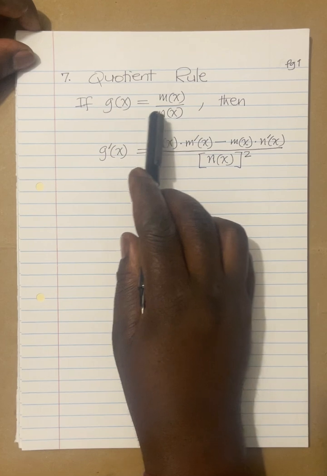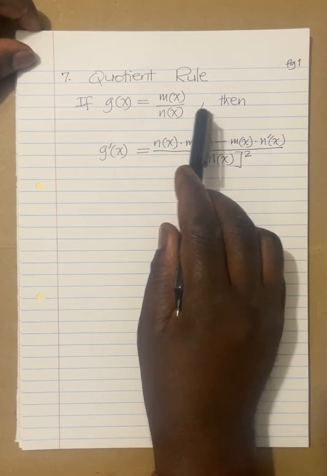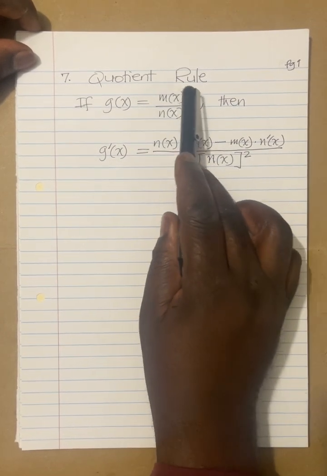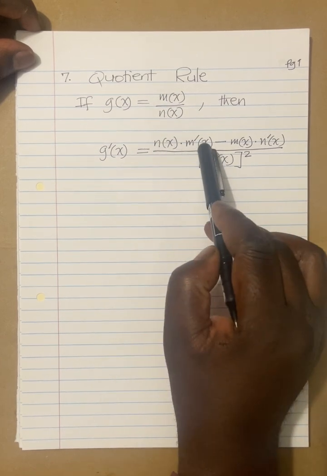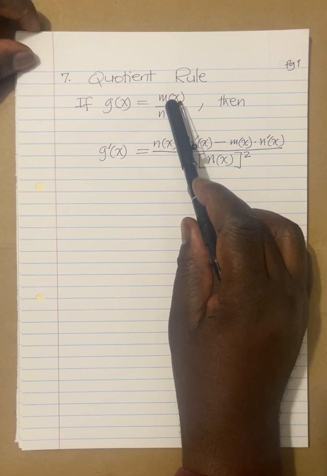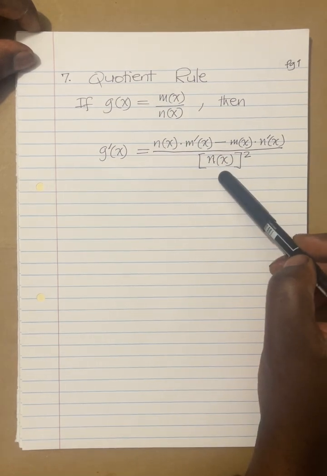It says if g of x equals m of x over n of x, then g prime of x will be the derivative of the numerator times the denominator minus the derivative of the denominator times the numerator all over the square of the denominator.